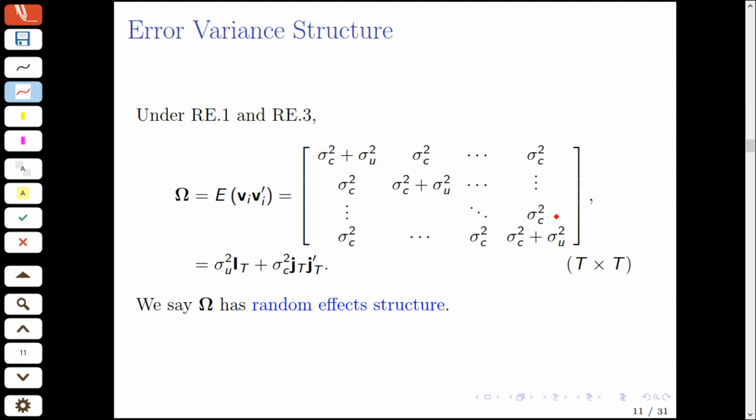Off diagonal, it's given by the variance of the individual effect.